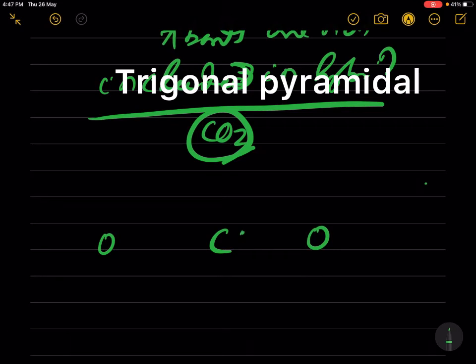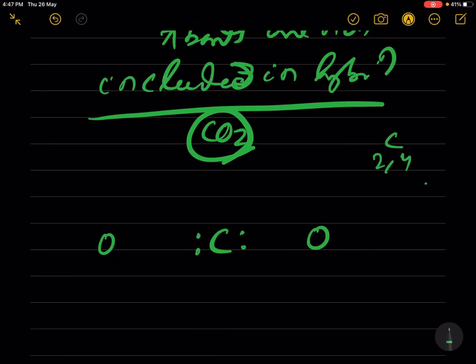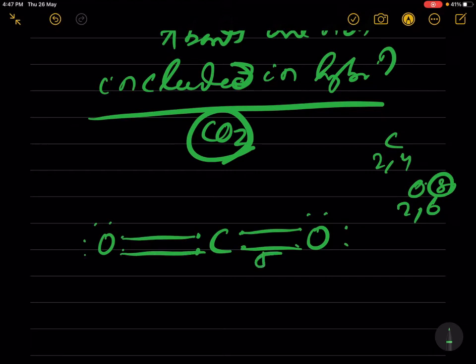Carbon has 4 electrons in the valence shell. Oxygen has 6 electrons because its atomic number is 8. Here you see there are 2 bonds, here 2 bonds. This is a sigma, this is a pi. Pi bonds are not included in hybridization.